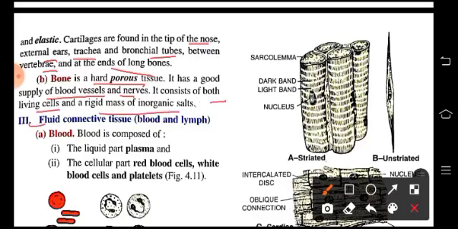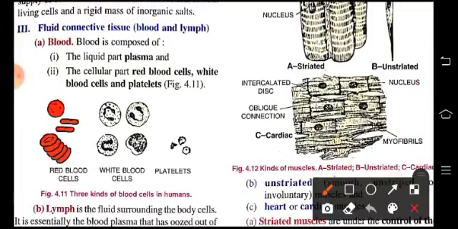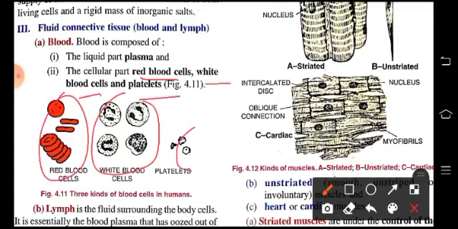Third is the fluid connective tissue. Now, blood is composed of the liquid blood plasma and the cellular part: red blood cells, white blood cells and platelets. So these are the red blood cells, white blood cells and platelets.